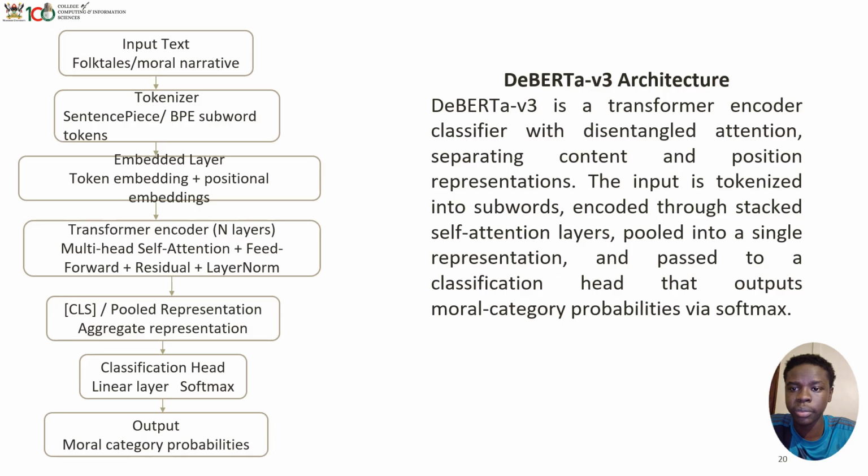Here you have the DeBERTa V3 architecture. We are going to talk about how this model works. It is also a transformer encoder, but it has a special feature. It separates the content of a word from its position. This is called disentangled attention. Like XLM Roberta, the text is first tokenized into subwords, then it goes through stacked self-attention layers. The output is put into one single representation and passed to a classification head. The classification head then uses softmax to give us moral category probabilities.